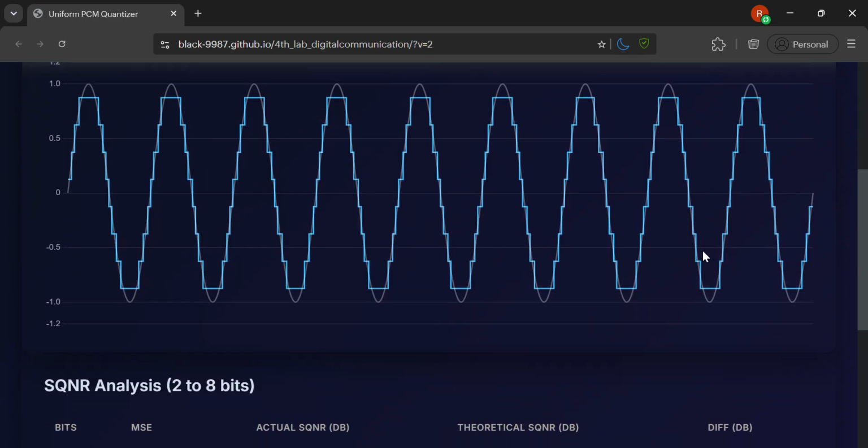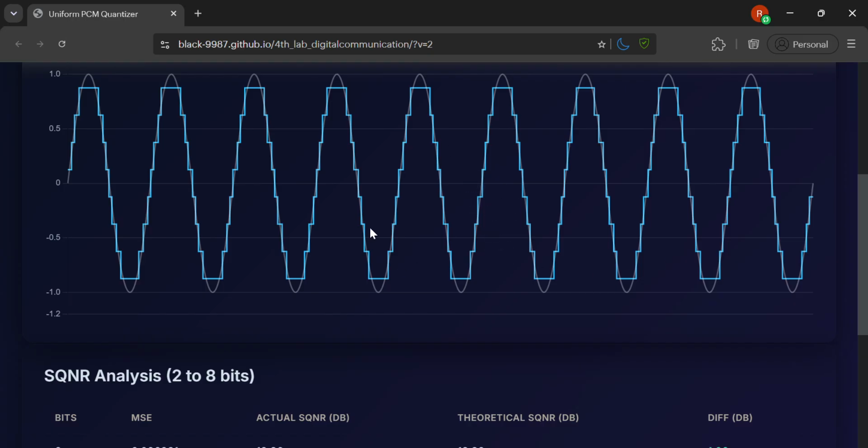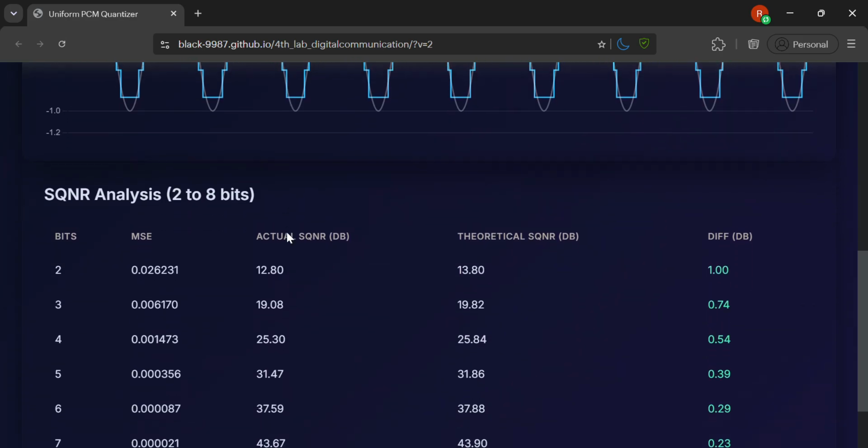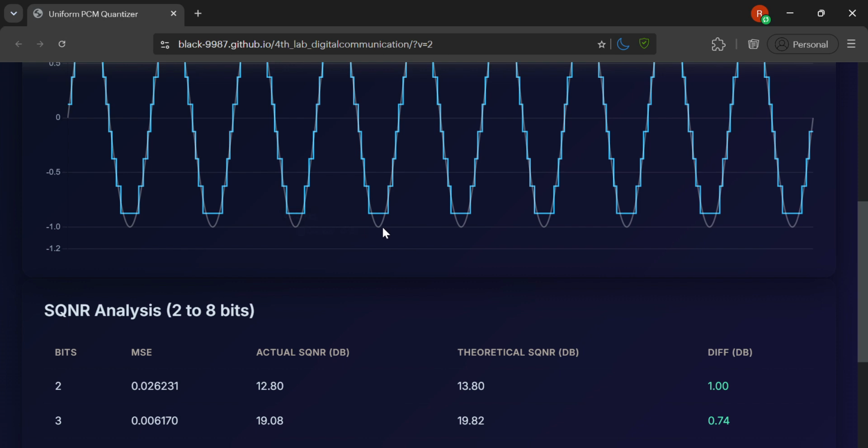Now I'll explain the main graph. This graph compares two signals. The gray smooth curve is the original analog sine wave, and the blue staircase waveform is the quantized signal. This staircase shape is the most important feature of uniform quantization.